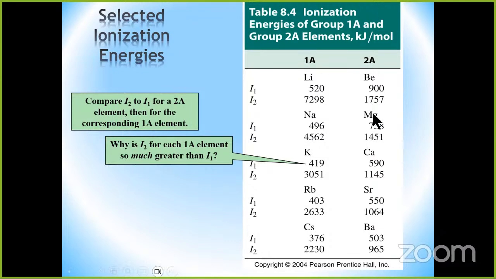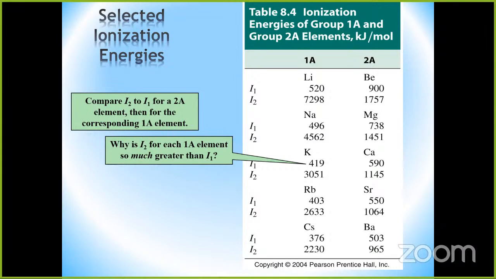Now, if you compare that to beryllium, right? In the case of beryllium, to remove the first electron requires 900 kilojoules. To remove the second electron requires 1757. That's less than 2 times. In fact, let me see here, 1757 divided by 900. That's approximately 2 times, 1.95, right?